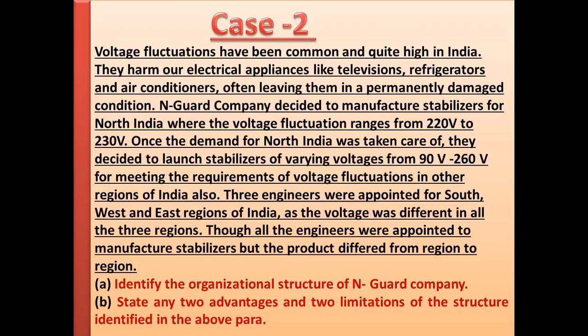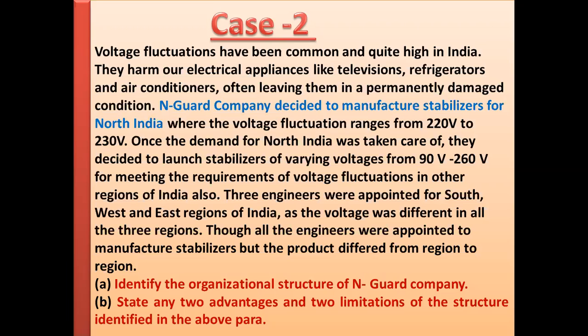3 engineers were appointed for the south, west, and east regions of India. As the voltage was different in all the 3 regions, though all the engineers were appointed to manufacture stabilizers, the product differed from region to region. Now, after reading this, we come across certain key lines. The very first key line is, NGARD company decided to manufacture stabilizer for North India.